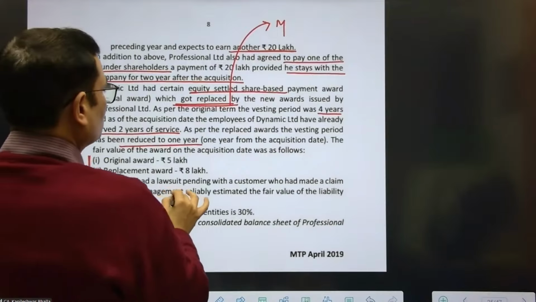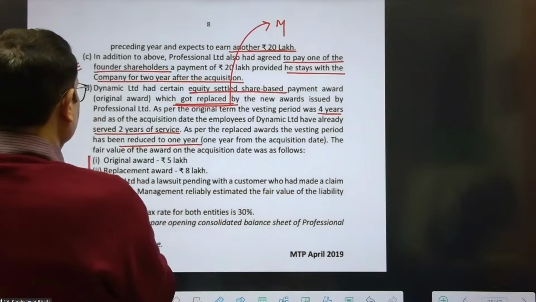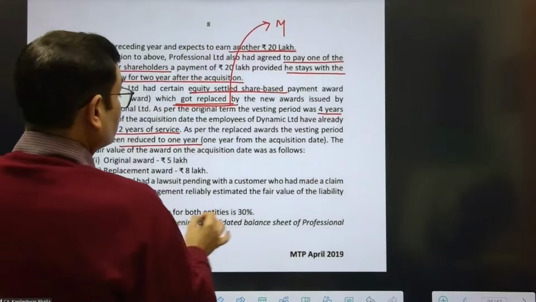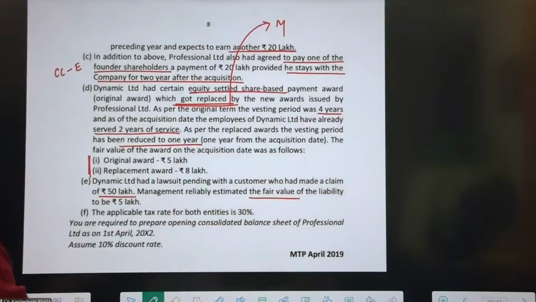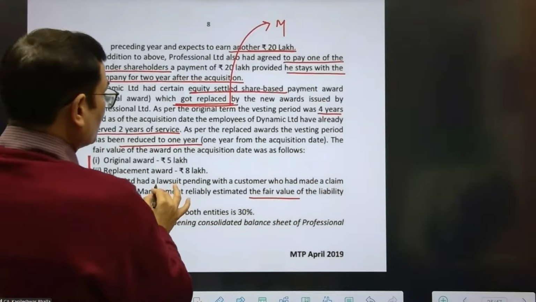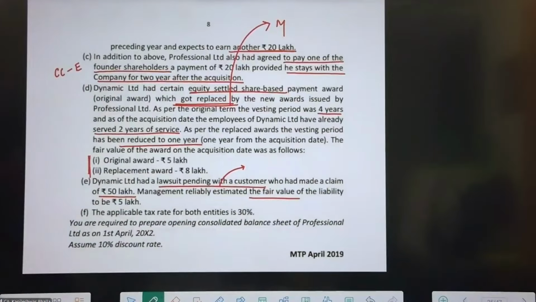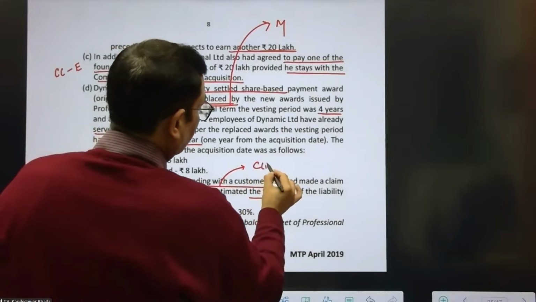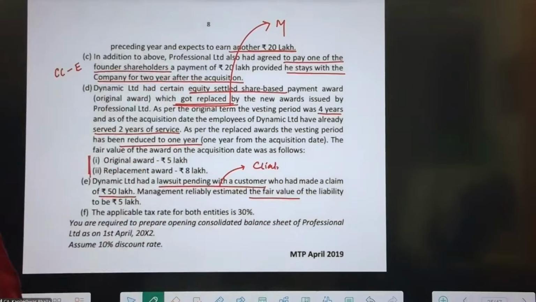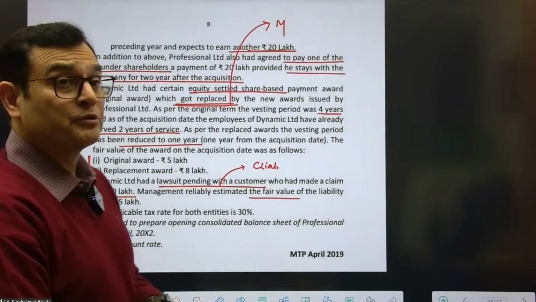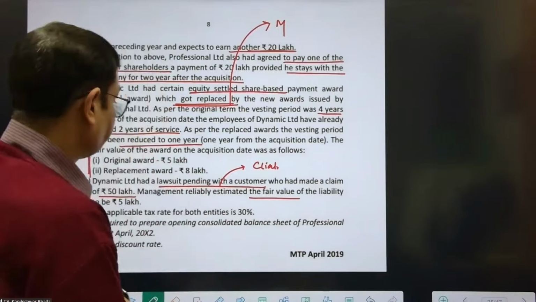Dynamic has a lawsuit pending with a customer who has made a claim of 50 lakhs. Management estimated the fair value of this liability. If there is a lawsuit pending with a customer, what does this indicate? What is the nature of this liability? Non-contractual. Contingent liability, I would say. Yes. So it's a contingent liability where I have the fair value, so it will become a case of exception to step number 3B.